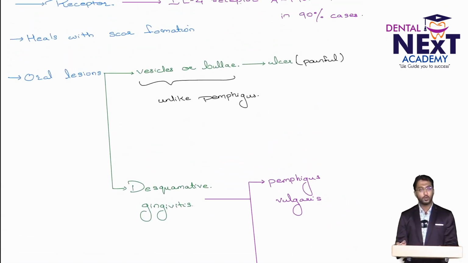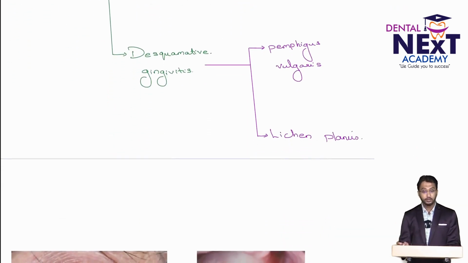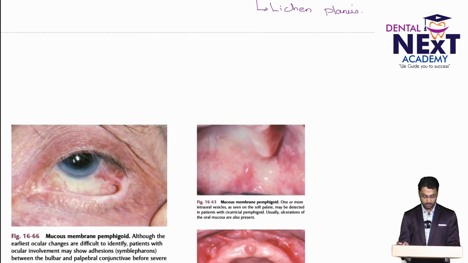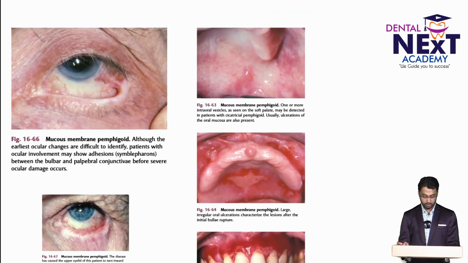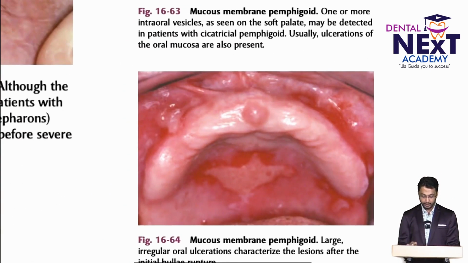What is more important here is that in mucous membrane pemphigoid, vesicles or bullae are more common, rather than ulceration. So you can see here, I'll come to the ocular sign. See this oral mucosa: it's not an ulcer, it's a bulla, isn't it? It's a bulla.